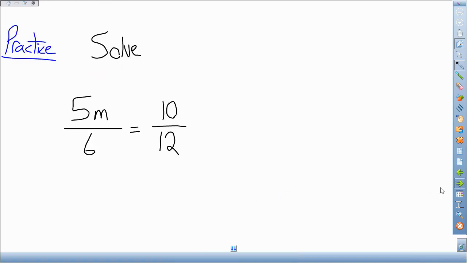All right, let's keep moving. Okay, so go ahead and try one of these problems on your own. Again, don't forget to reduce the ratios that can be, and then cross multiply. Try it out.